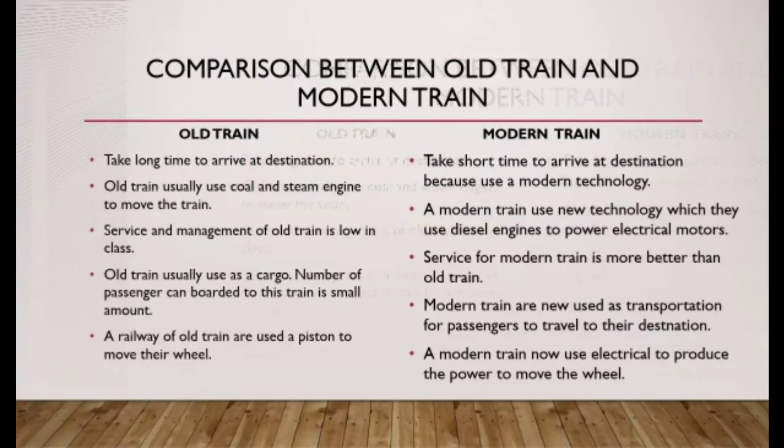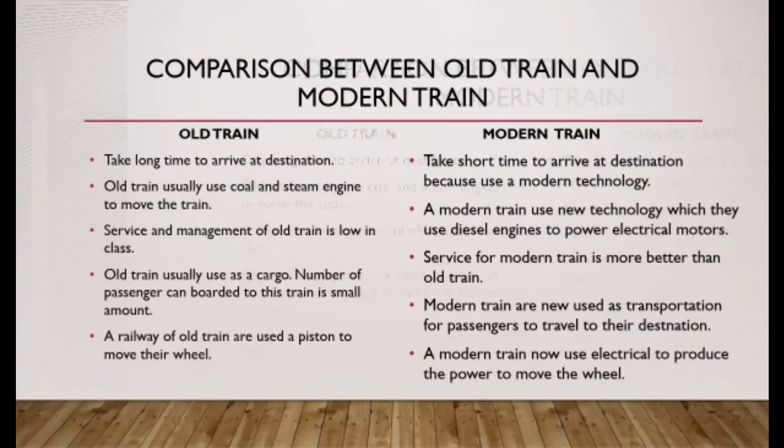And the next one is that service and management of an old train is low in class by comparison. Service for a modern train is better than an old train because of the technology of this day compared to the past. The next one is that an old train was usually used for cargo, and the number of passengers that can board this train is small by comparison. Modern trains are now used as transportation for passengers to travel to their destination.